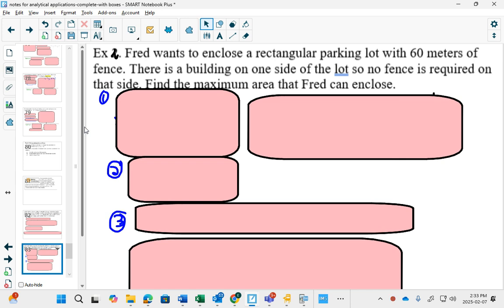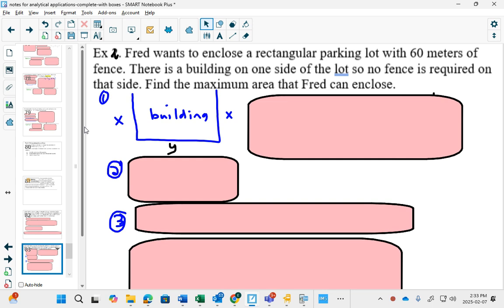Maybe you remember doing these ones in grade 11. So initially, you have two sides that you don't know. The building's on this other side. So imagine here, this green line, that's the building. We're looking at this from the top. Here's the parking lot that's completely enclosing Fred and his vehicle. It's rectangular, so these sides are the same.